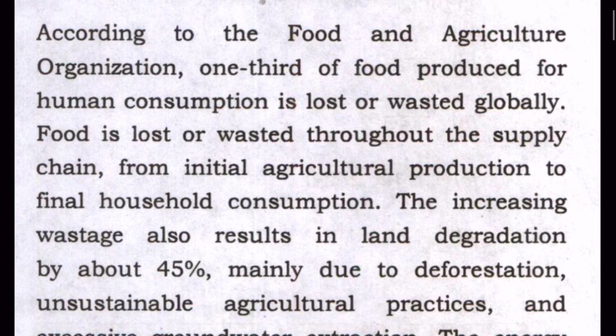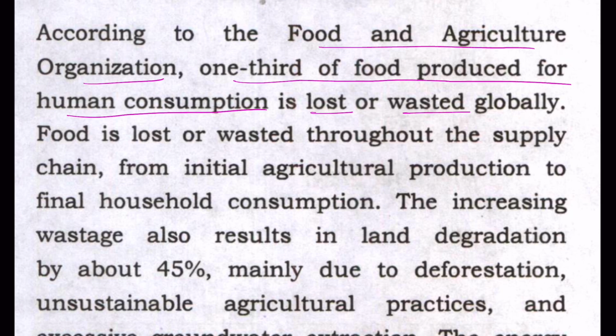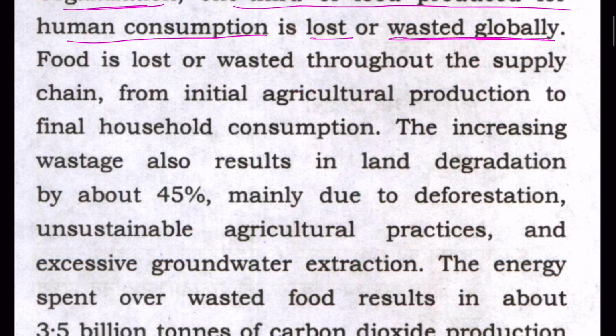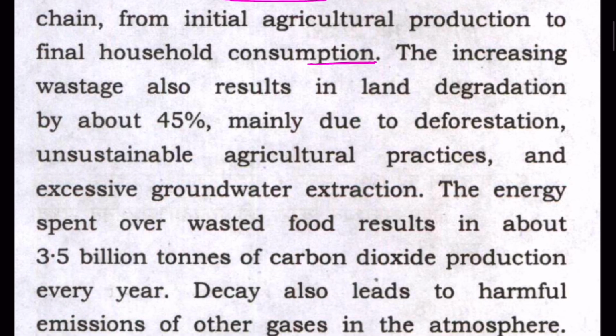right? So the first question says, according to the Food and Agriculture Organization, 1/3 of the food produced for human consumption is lost or wasted globally. So it's talking about the Food and Agriculture Organization and food wastage, right? Food is lost or wasted throughout the supply chain from initial agricultural production to final household consumption. So it is wastage of food, right? The increasing wastage also results in land degradation by about 45%, mainly due to deforestation.